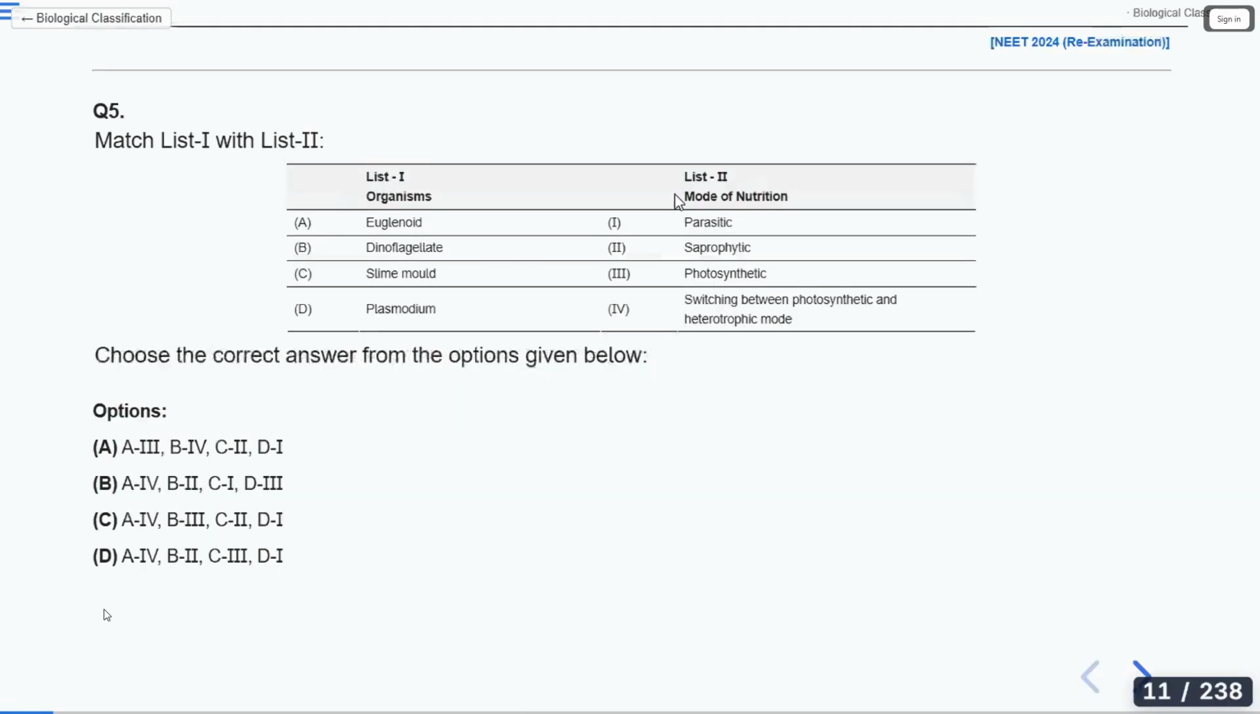Okay. Next question. Again, match the following. Euglenoid, dinoflagellates, slime mold, plasmodium. Match that with list 2. It is parasitic, saprophytic, photosynthetic, switching between photosynthetic and heterotrophic mode. So what's the correct answer?